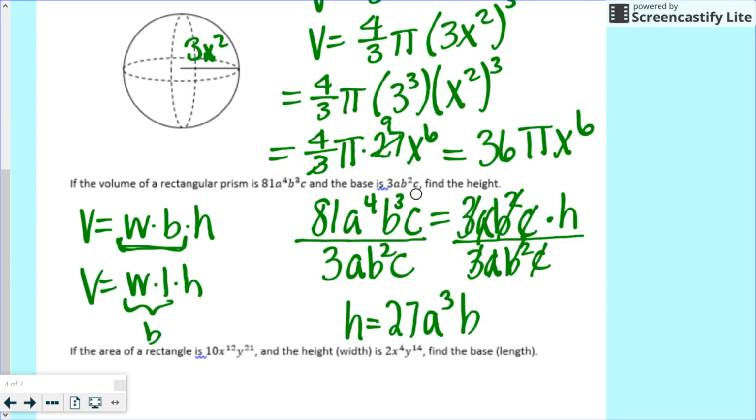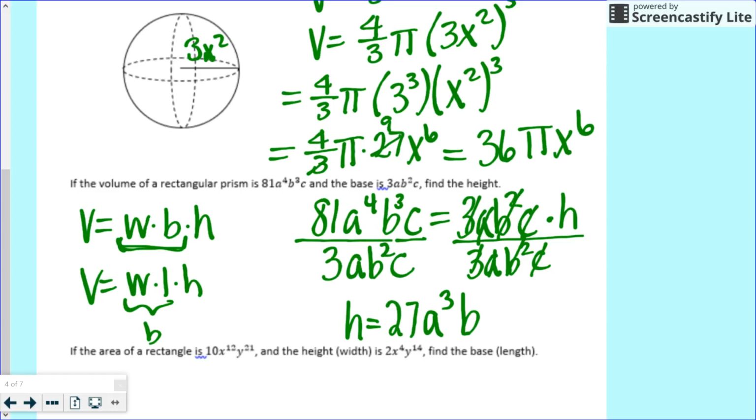We've got b cubed divided by b squared. b to the 3 minus 2 would just be b to the first. Again, you can write that 1 there, but we don't typically write it. If you have a 1 there, I won't take off points. And then finally, I've got c divided by c. That's c to the 1 minus 1, that's c to the 0. Anything to the 0 power is just 1. So c over c is just 1. We don't have any c's in our answer. So our final answer for this height is 27a cubed b.